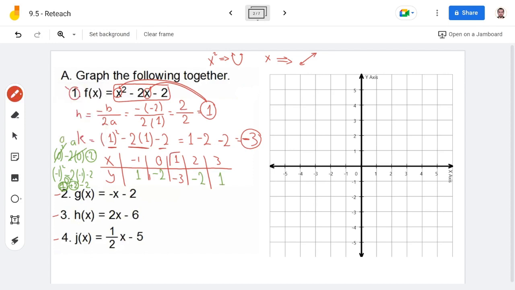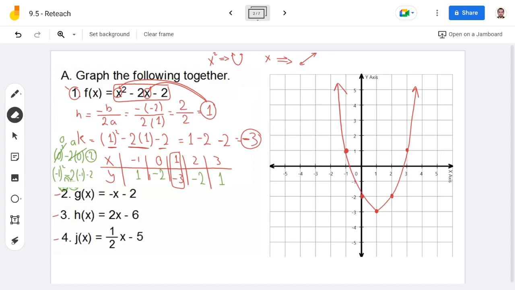The middle of the parabola is 1, negative 3. So 1 here, negative 3 should be somewhere here. Then we have 2 and negative 2 here, and the other one is 0, negative 2. Then we have 3 and 1. Then I have negative 1 and 1. So now this one should be my parabola. My parabola should go like this. Okay, now I graphed my parabola.